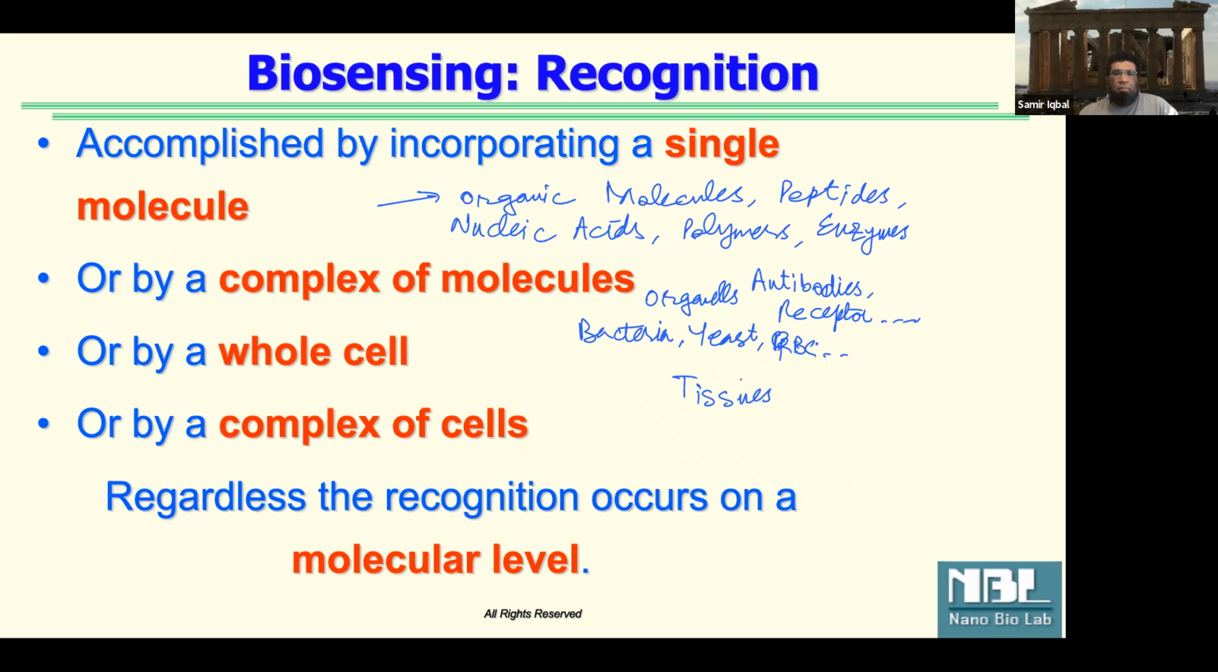Recognition, we have discussed this before, can be done in many different ways. So today we'll look at some devices and some recognition elements that have been used and shown to do sensing at the molecular scale.